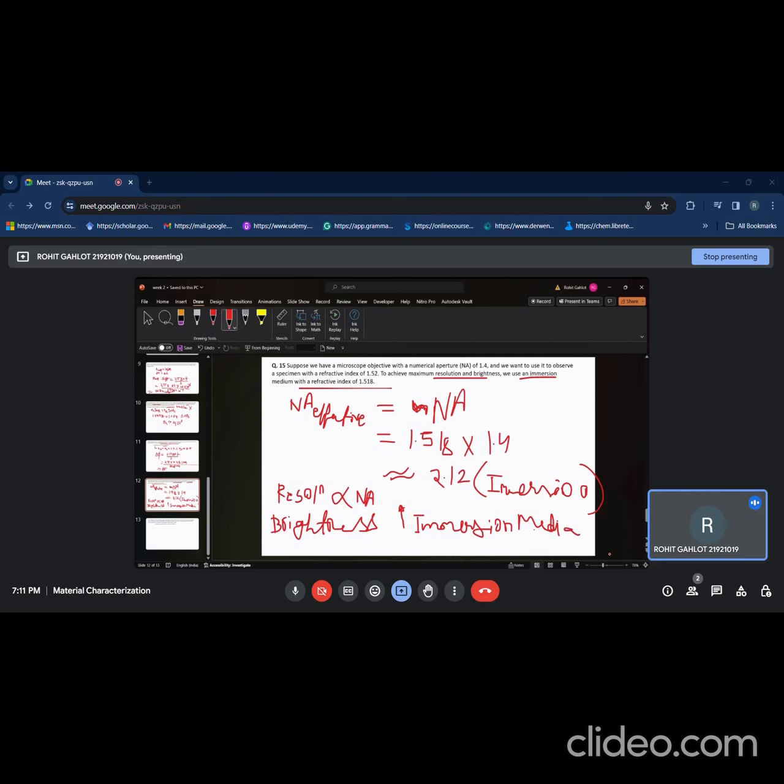So brightness also increases when immersion medium is used, because your increased numerical aperture will allow more light to enter your objective lens, which will result in a brighter image. Okay.